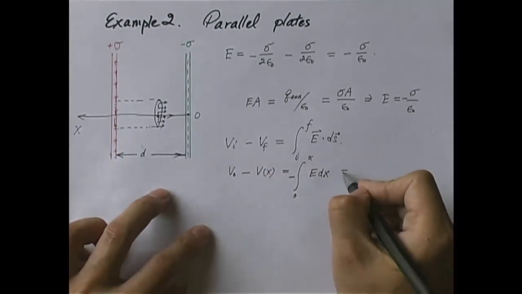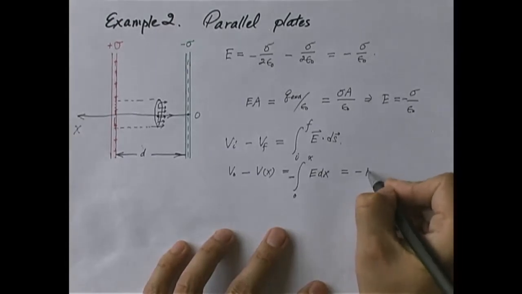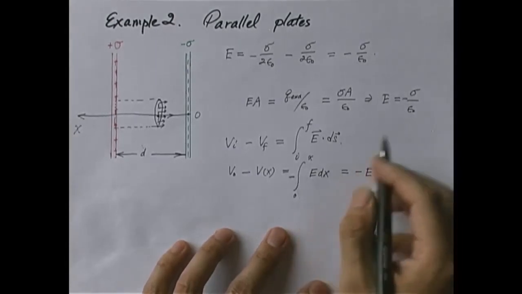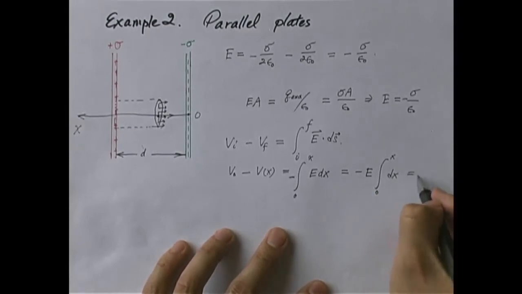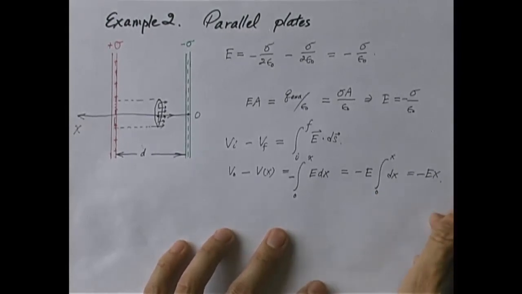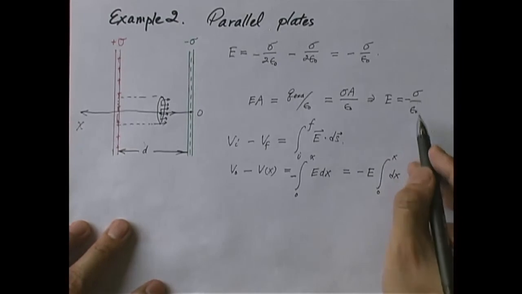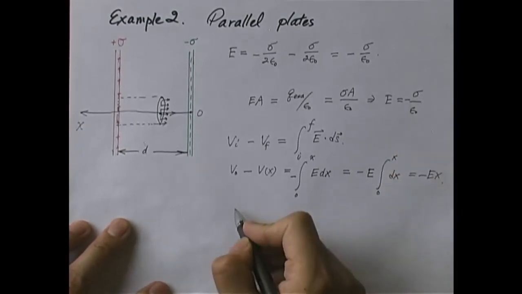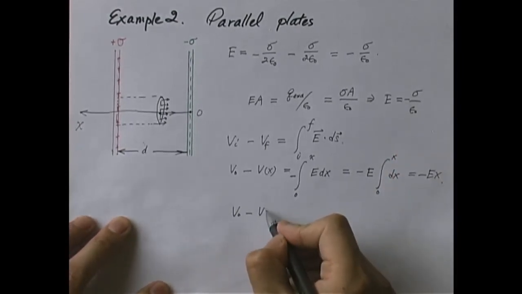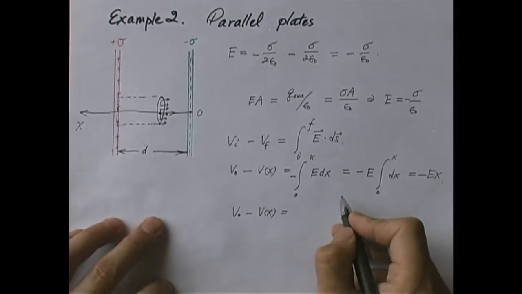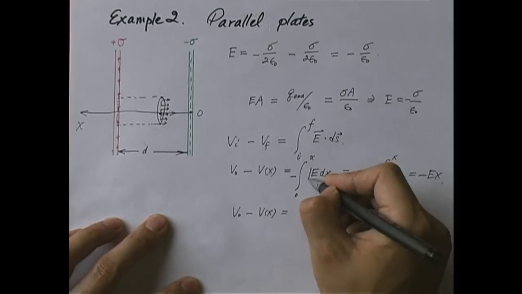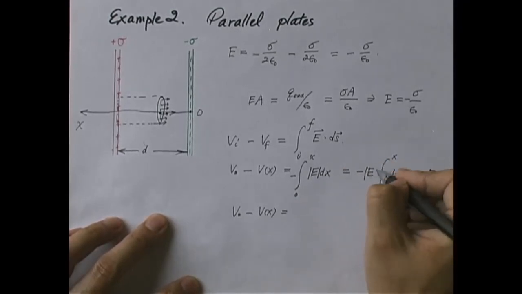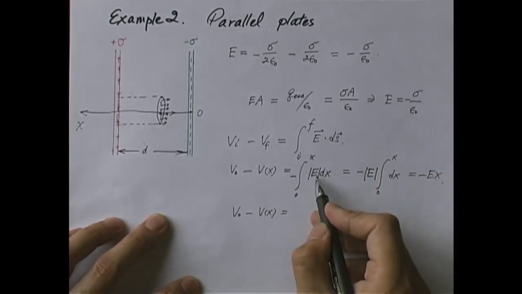So this calculation is very simple because E is a constant. I'm going to take that out of the integral. The integral of dx is just x, so it's just negative E x. E itself is sigma over epsilon naught with a negative sign. So I got V naught minus V of x equals negative E times x. Actually, be careful here. This is the absolute value of E.